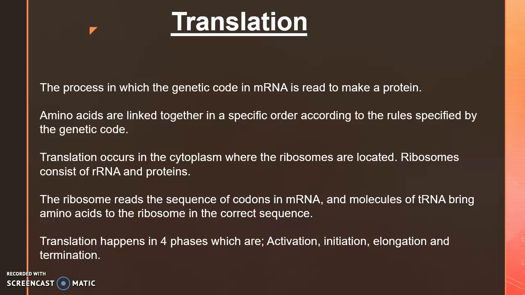The ribosome reads the sequence of codons in mRNA, and molecules of tRNA bring amino acids to the ribosome in the correct sequence. Translation happens in four phases, which are activation, initiation, elongation, and termination. As with transcription, translation also happens in phases. Let's go over the phases of translation.